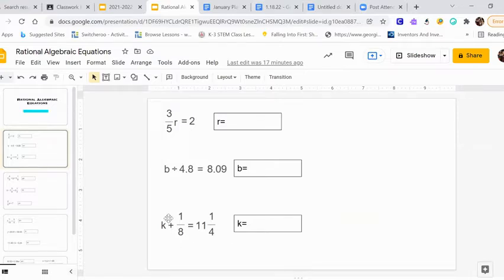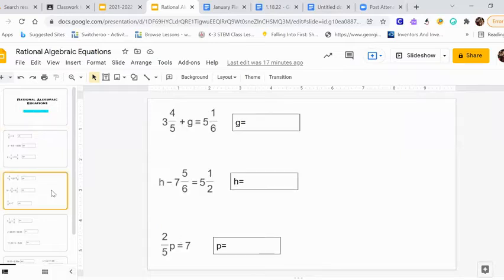When you get to this one, you're getting k by itself, right? So we're going to subtract the 1/8. You're going to have to get common denominators, right? You're going to change this 1/4 to 1/8. On the third slide, again, you're going to move this one to the other side. You're going to get common denominators. What do 5 and 6 have in common? List your multiples of 5 and 6. Find your least common multiple, your LCM.